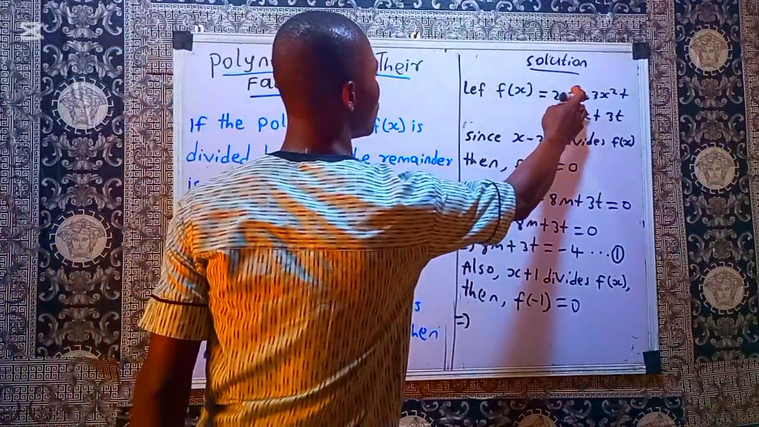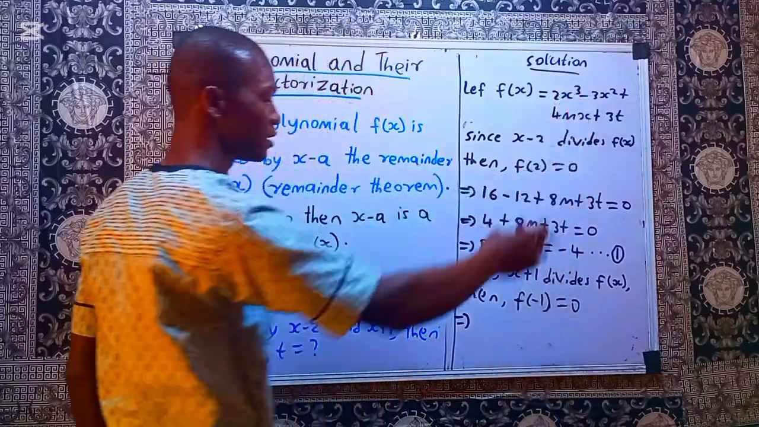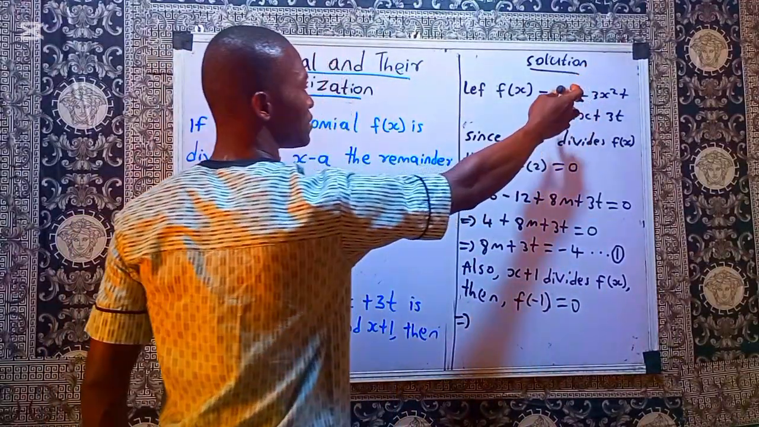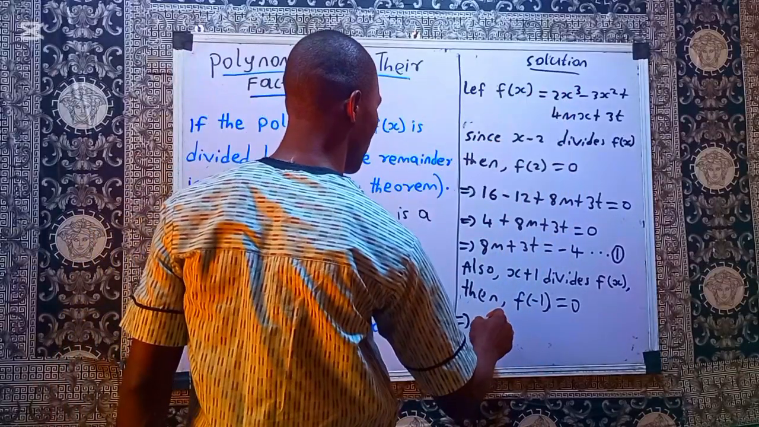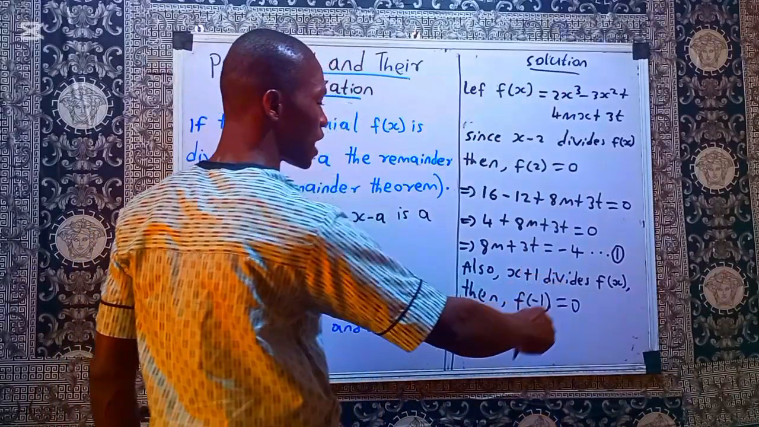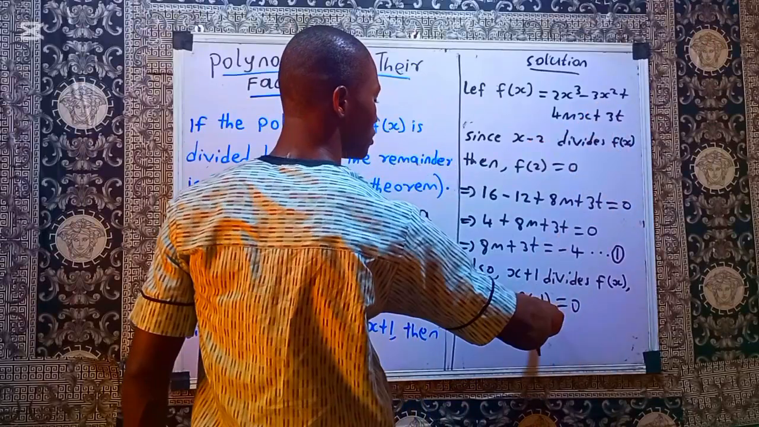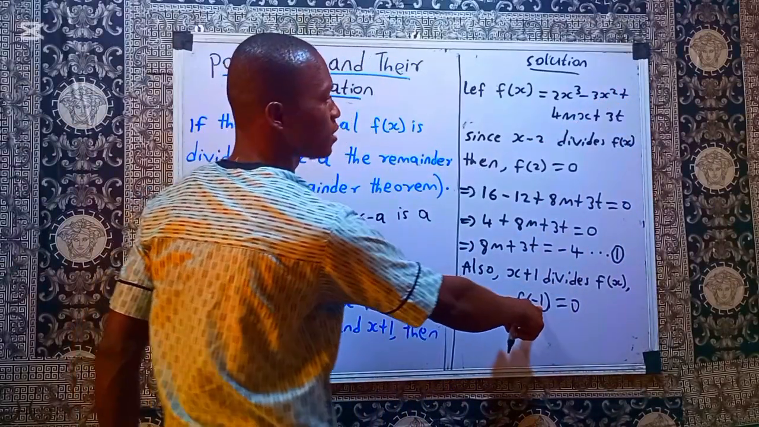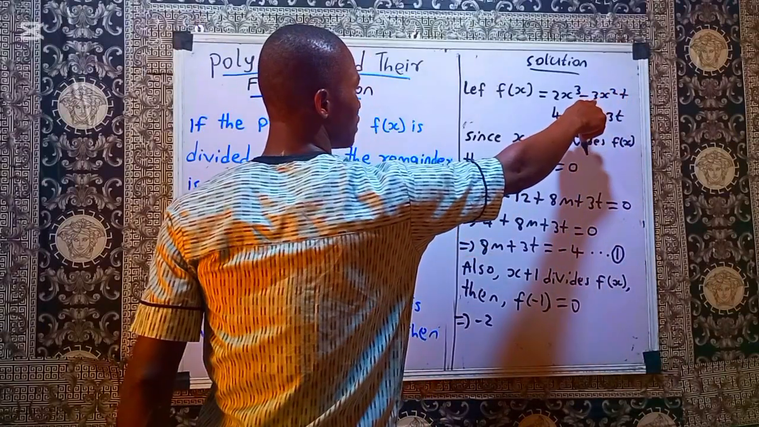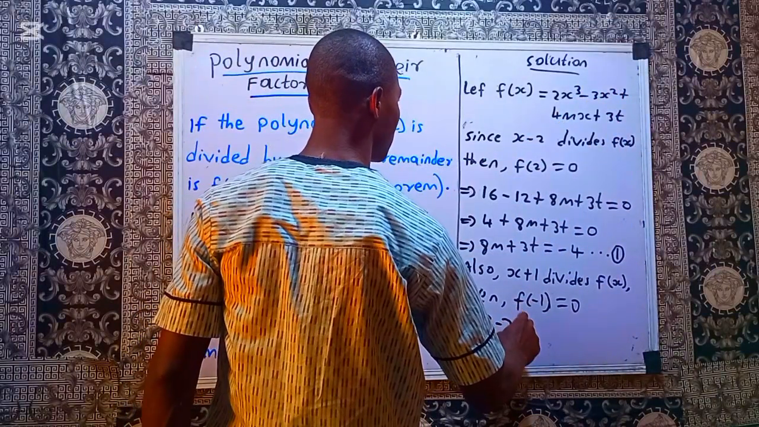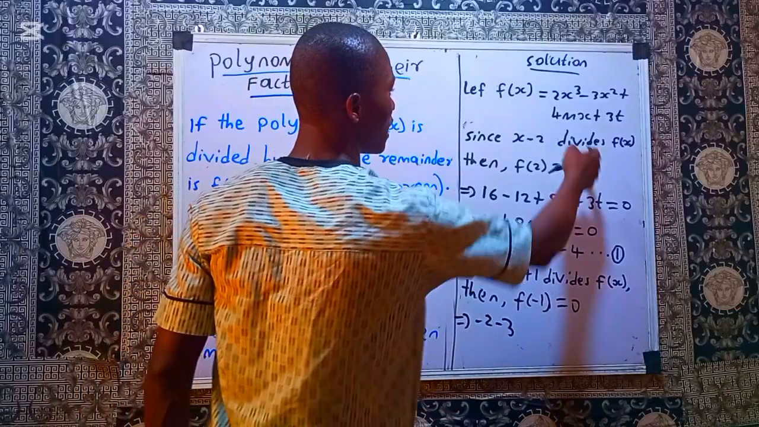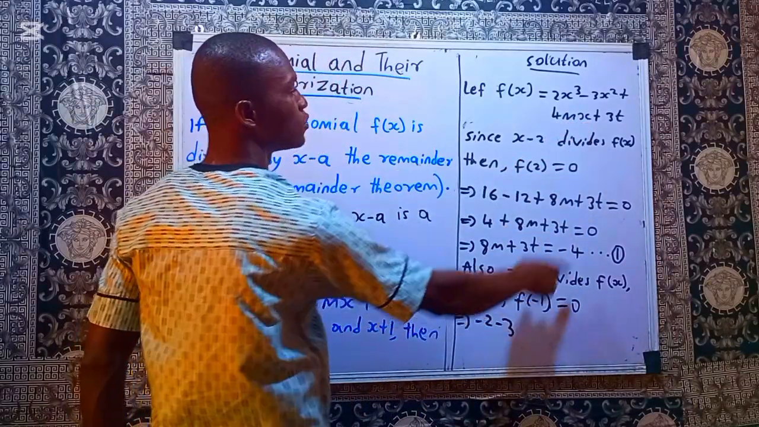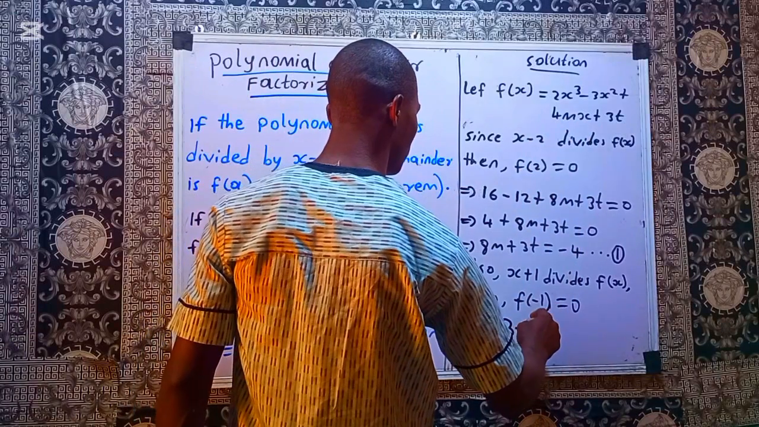So we are having 2x raised to power 3. Our x now is minus 1. So minus 1 raised to power 3 is still minus 1. Multiply by 2, we have minus 2. Then at the second term, we're having minus 3x squared. X is minus 1. Minus 1 squared is positive 1. Multiply by minus 3, I have minus 3. Then here we are having 4m times x. X is minus 1. So 4m times minus 1 is minus 4m.